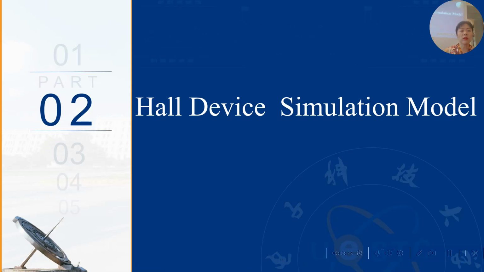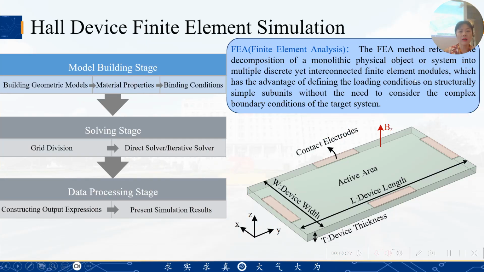Now, we use COMSOL to build the model for the Hall device. That's our finite element analysis. The FEA method refers to the decomposition of a monolithic physical object or system into multiple discrete yet interconnected finite element modules. The FEM method is a popular method in COMSOL which has the advantage of defining the load conditions on structurally simple subnets without the need to consider the complex boundary conditions of the target system.